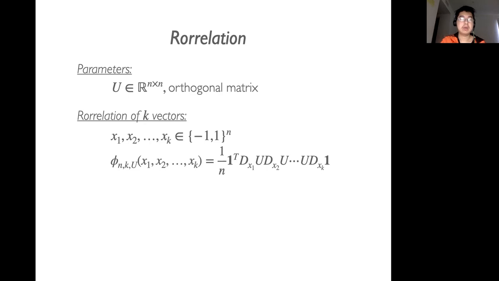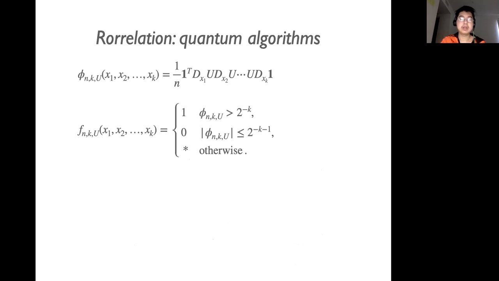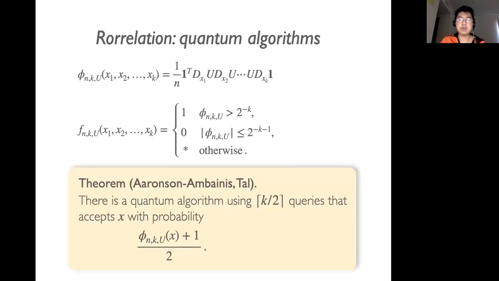Now we can define the Forrelation problem, which is a promise problem. Its one instances are those inputs that have large Forrelation, larger than 2 to the minus k. And the zero instances correspond to those with small Forrelation in absolute value, smaller than or equal to 2 to the minus k minus 1. We don't care about the other inputs. This definition already suggests a natural quantum query algorithm. Indeed, there is a quantum algorithm using k over 2 queries that accepts any input x with probability the Forrelation of the input plus 1 divided by 2. A slight modification of this algorithm solves the Forrelation problem with the right error parameter.